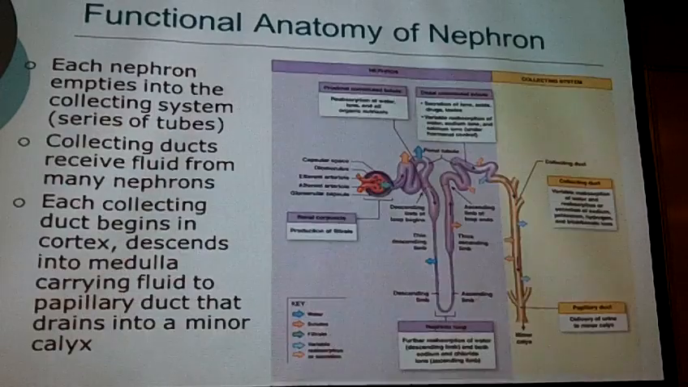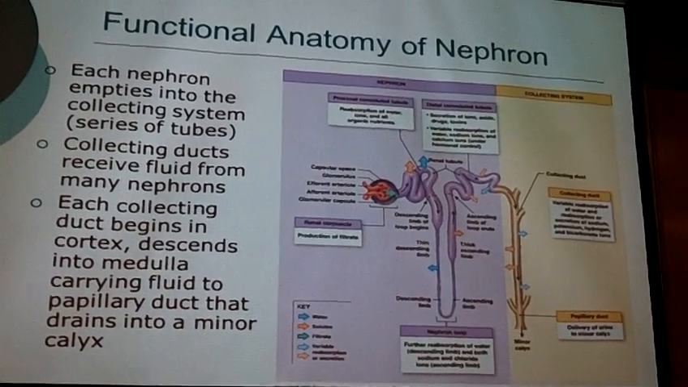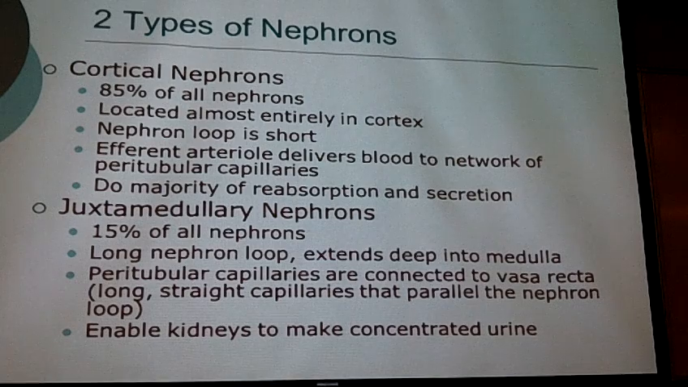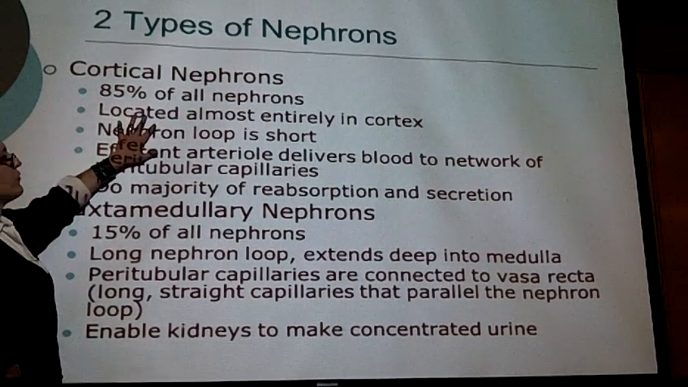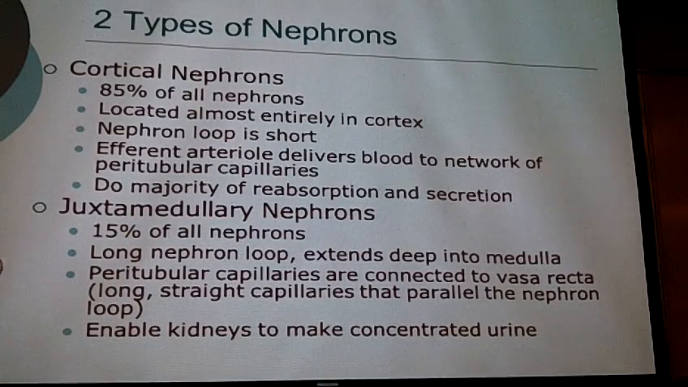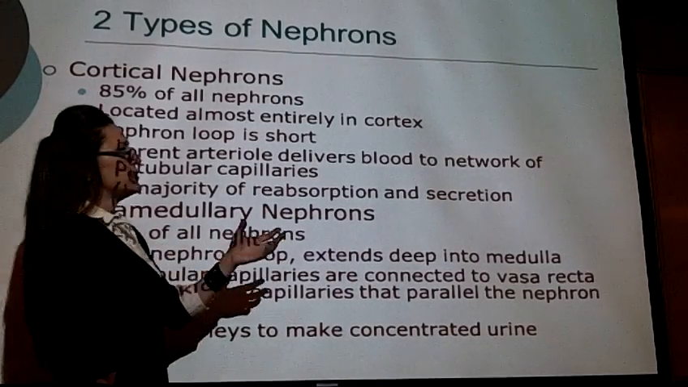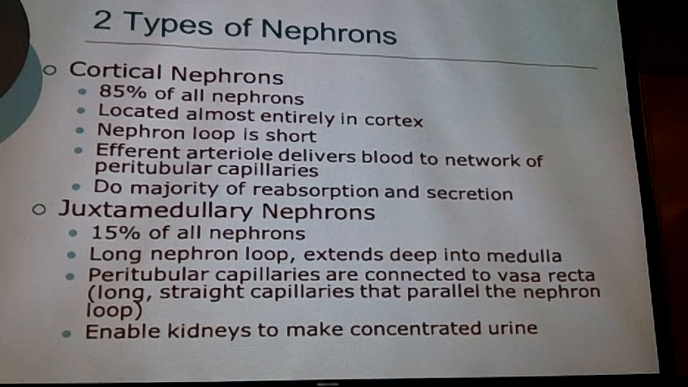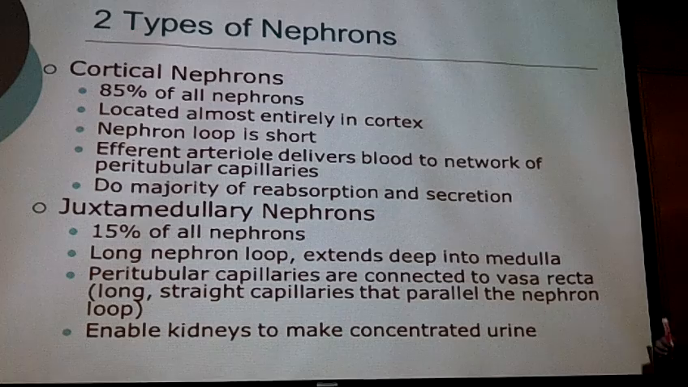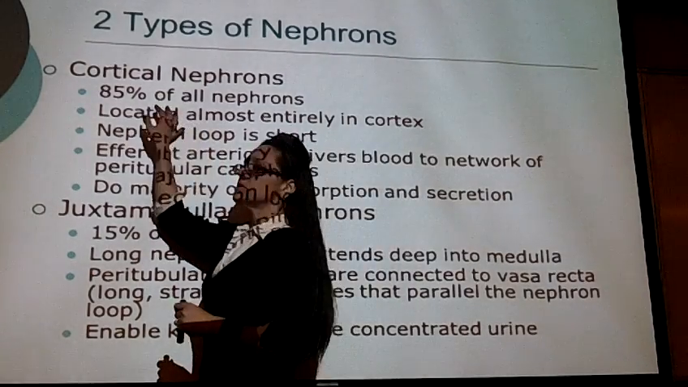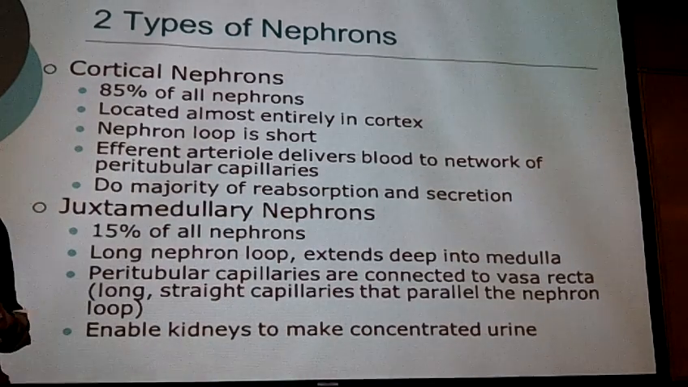Now, there are actually two different types of these nephrons, and they're pretty similar. One is called a cortical nephron, and the other is called a juxtamedullary nephron. The main difference between the two is how long the loop of Henle is. If it's a short loop of Henle, then it's a cortical nephron. And when you look at humans, 85% of our nephrons are cortical nephrons.